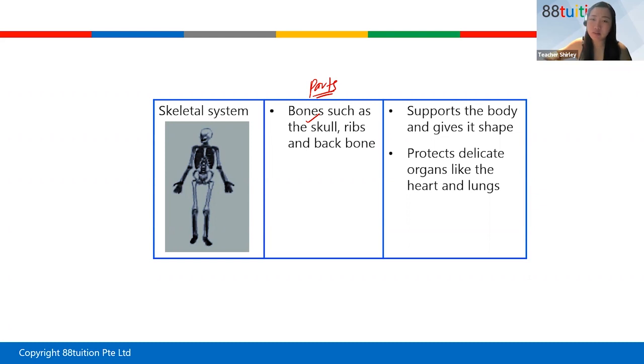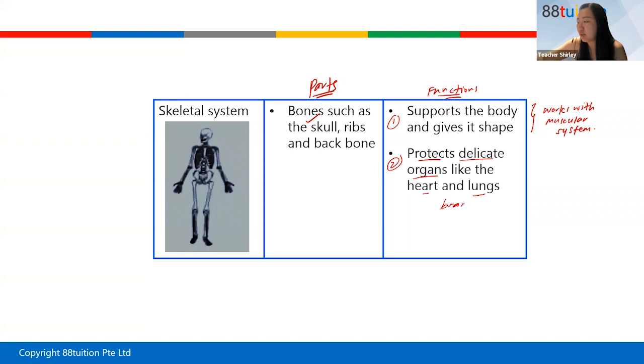One main function of the skeletal system is to support the body and give it shape. So function number one actually works with the muscular system to provide the body with its shape as well as support the body. Now, the second function is very important as well. It protects delicate organs such as the heart, the lungs, and the brain, because the skull protects the brain.